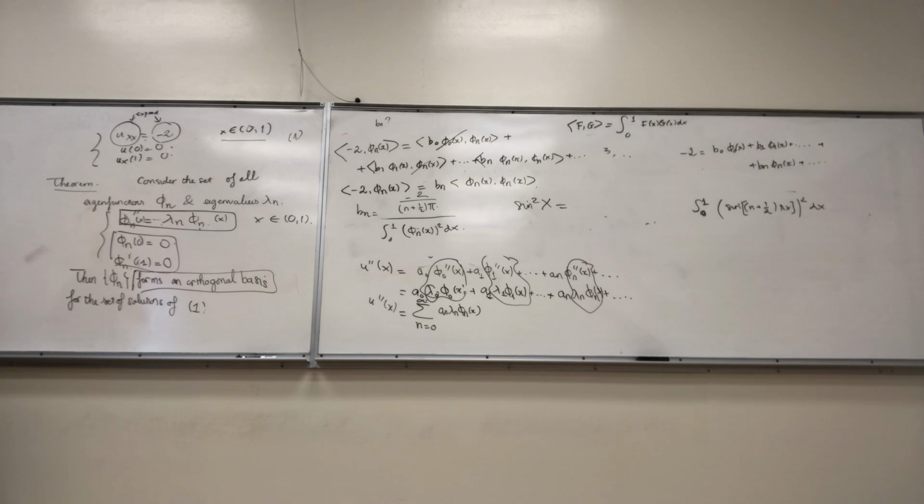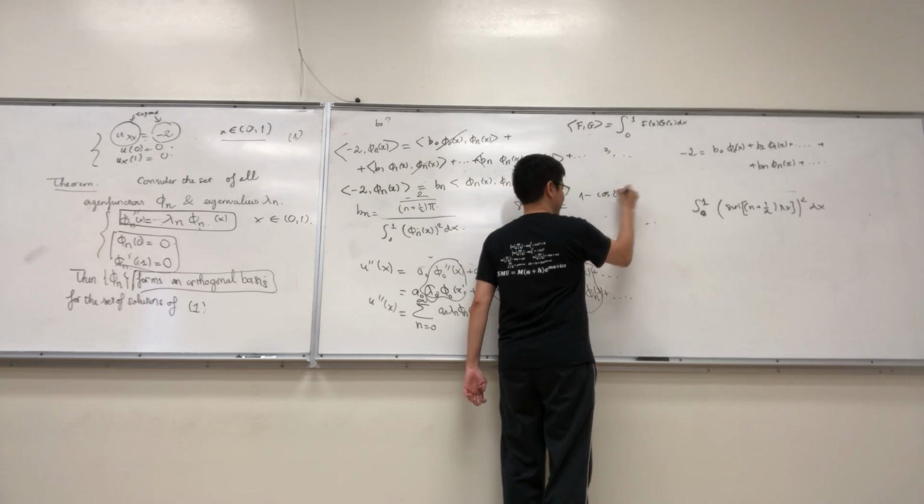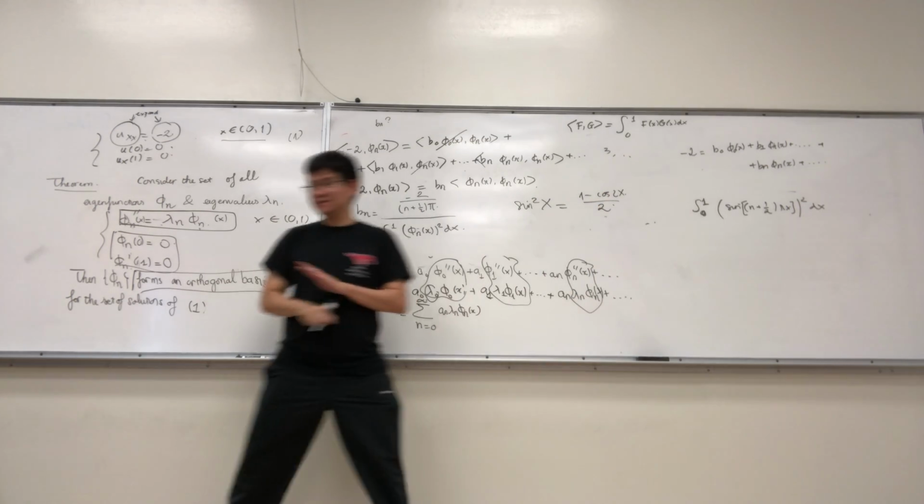We encountered this several times, right? So what is sine squared? Yes, 1 half minus 1 half cosine of 2x. Excellent. So this is 1 minus cosine of 2x over 2. This is excellent, right?